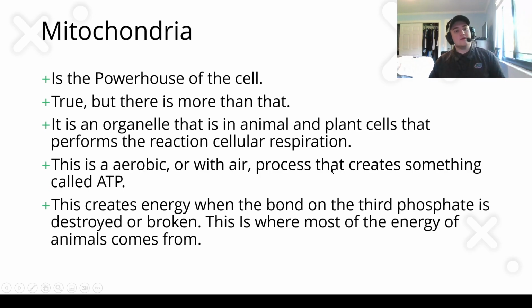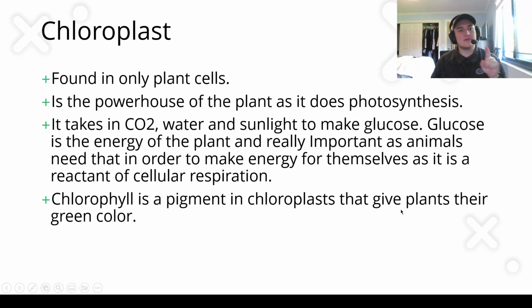But there's more. It's an organelle that animal and plant cells have that performs the reaction cellular respiration. This is an aerobic, or with air, process that creates something called ATP. This creates energy when the bond of the third phosphate is broken. It has 3 phosphates, 1, 2, 3, and when you break the bond between the second and third one, that makes a lot of energy, and that's how animals get their energy. Plants do this as well, but it's not their main source, because now we're going to get into chloroplasts.